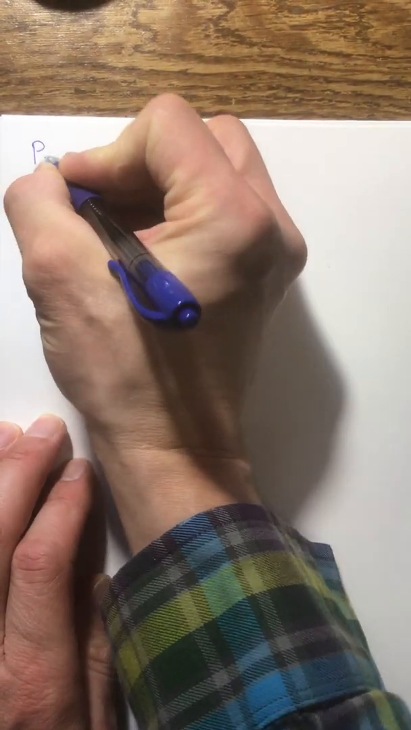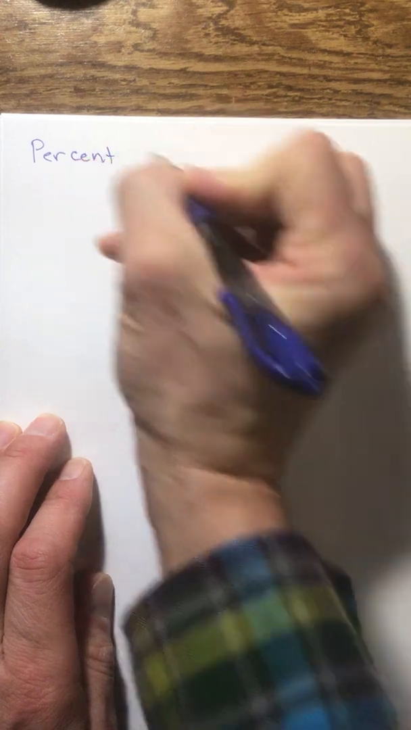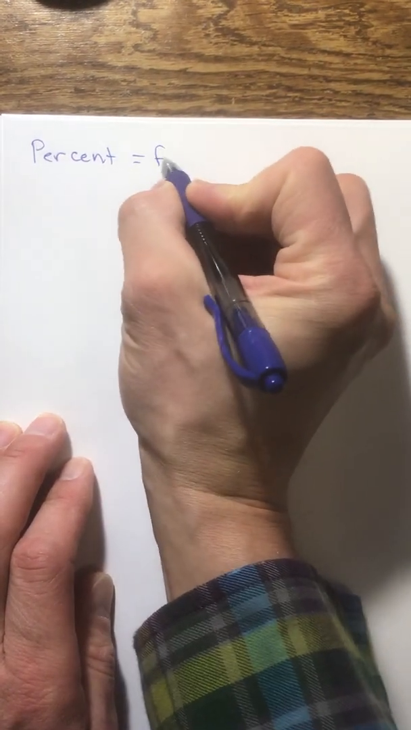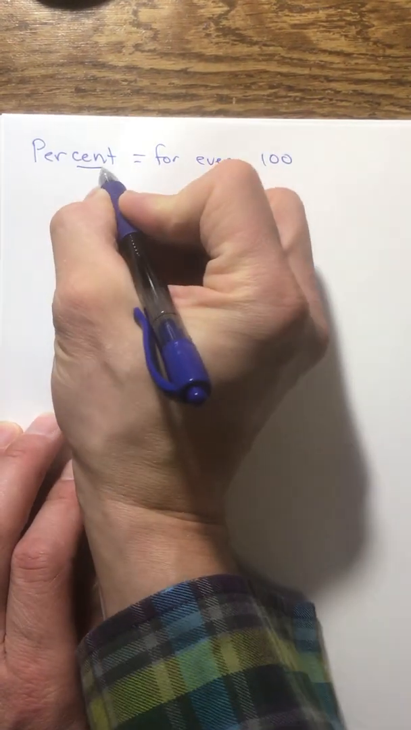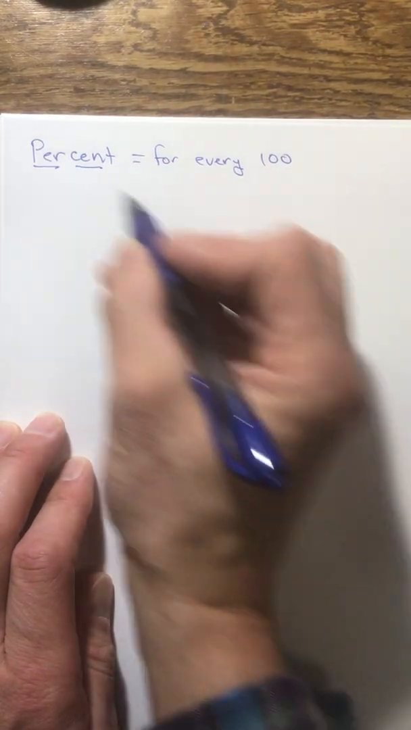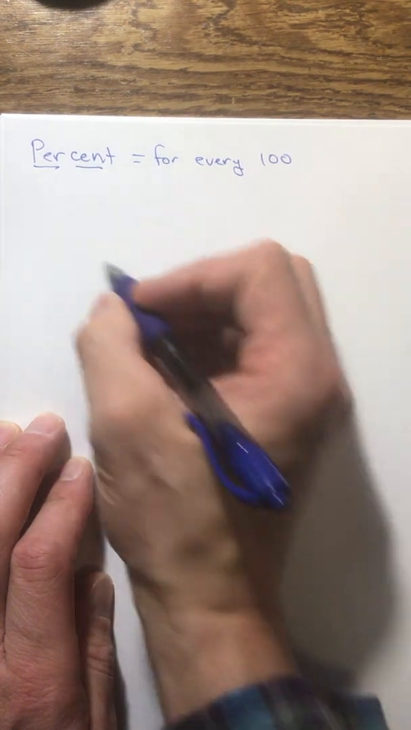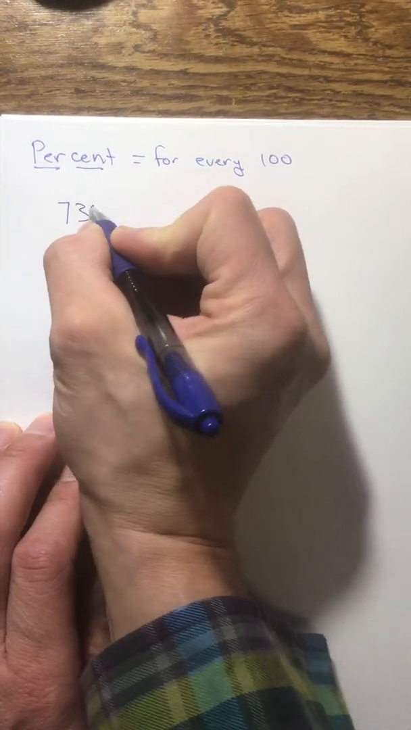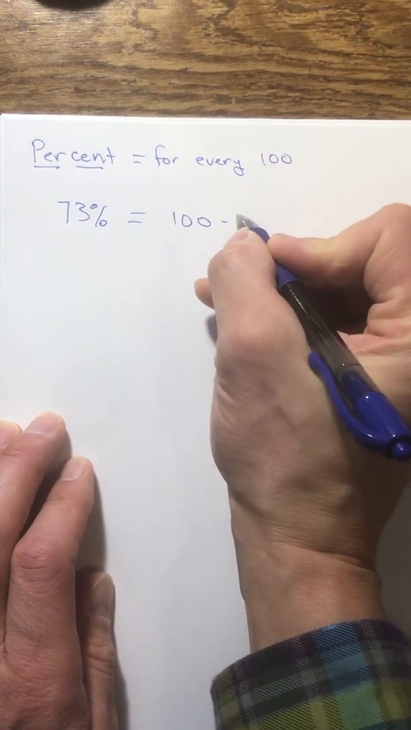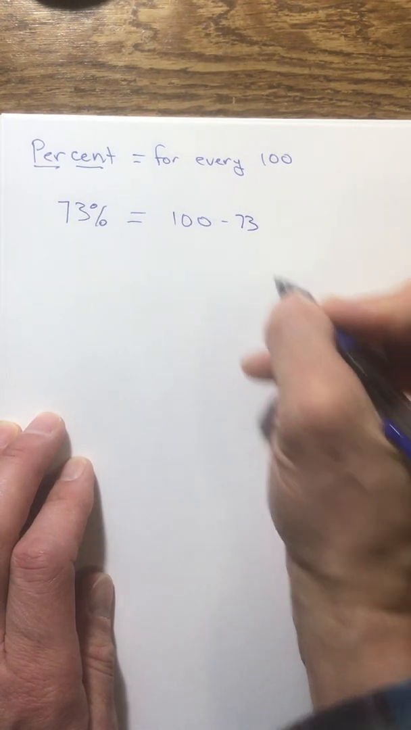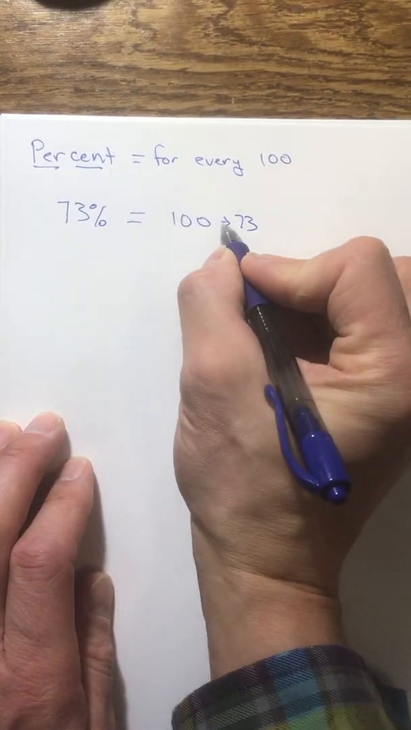Today, in your math assignment, you're going to deal a lot with percentiles and percents. So let's do a quick review on that. Remember that percent literally means for every 100. Cent means 100, per means for every. So when we talk about 73%, that means that for every 100 things, you have 73 of them. Make sure you don't think that's a minus sign there.